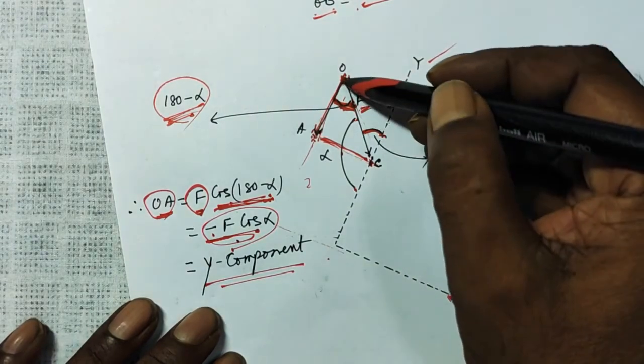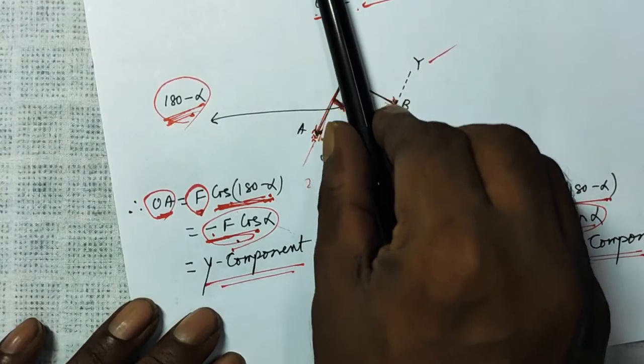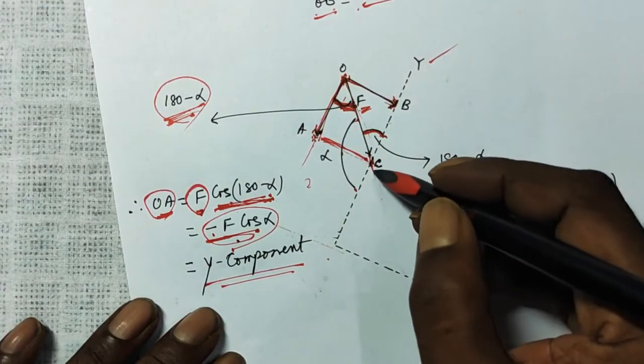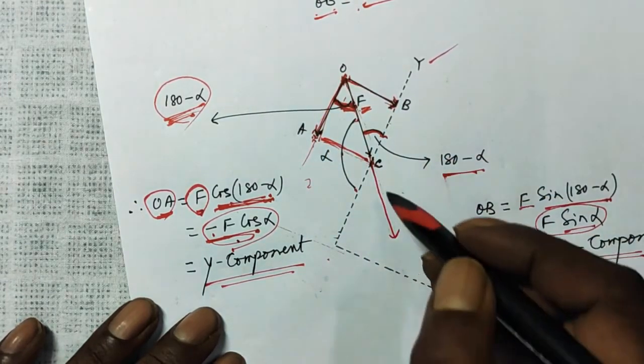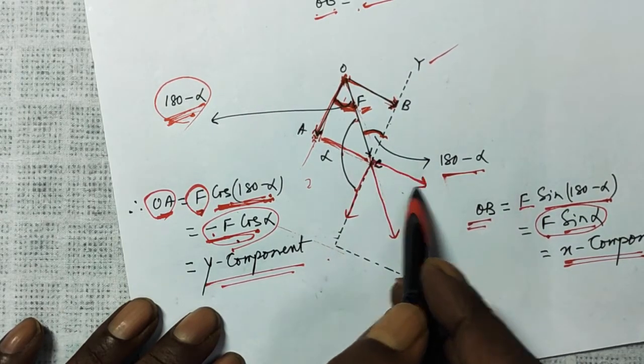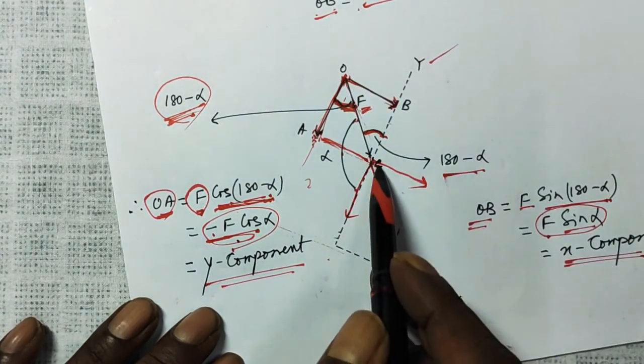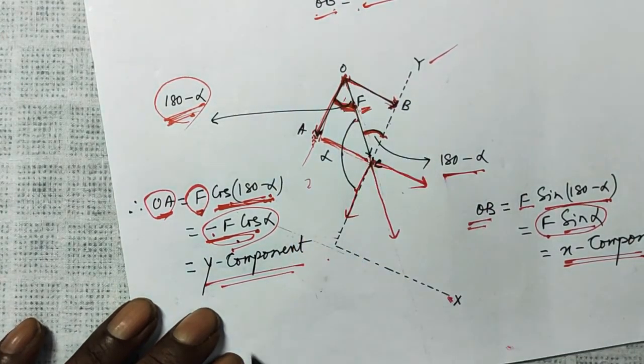Or you can shift this force like this. You can shift it like this, and then find the components. Right. So this will be same thing as OA. This will be same thing as OB. Fine. So now let us go to the last one.